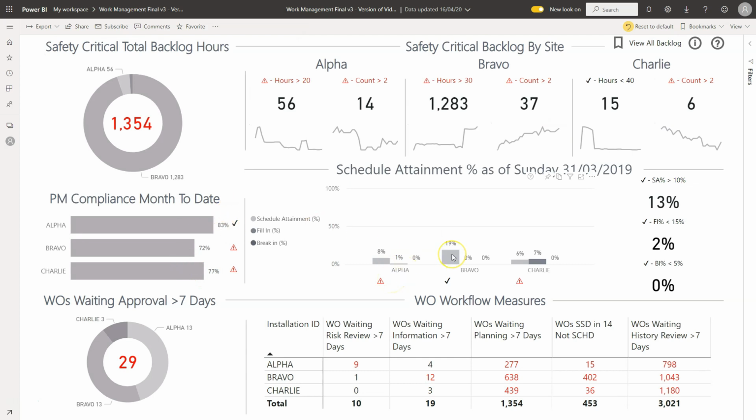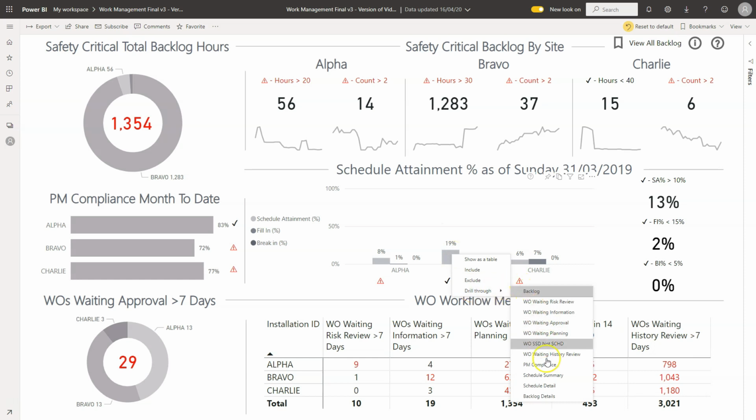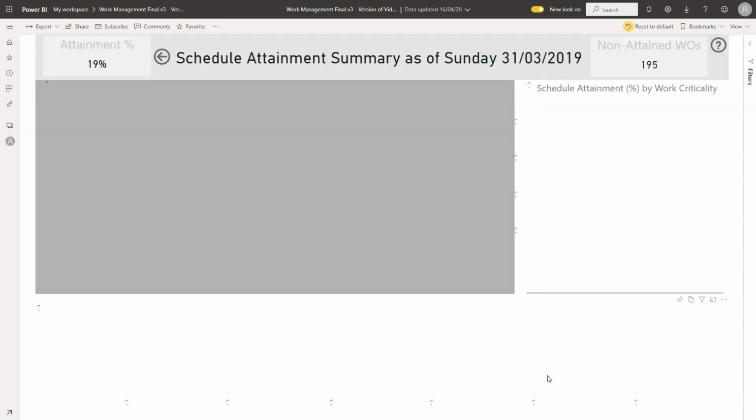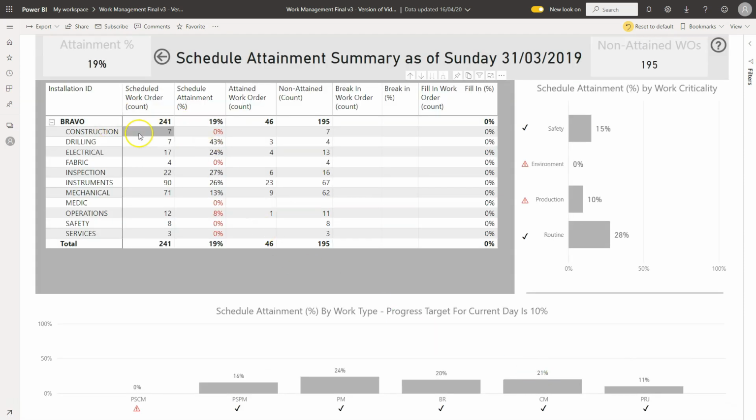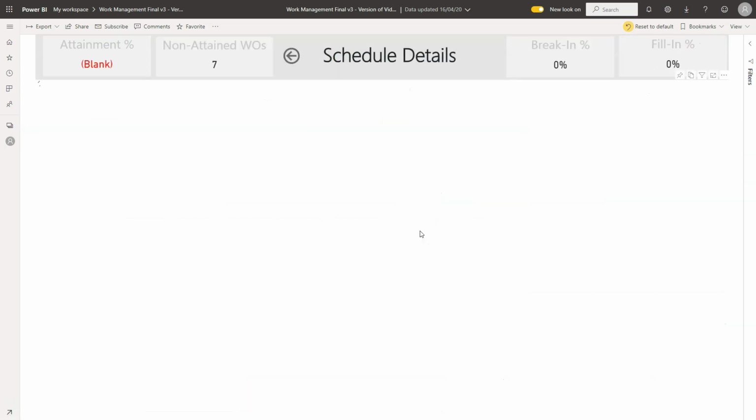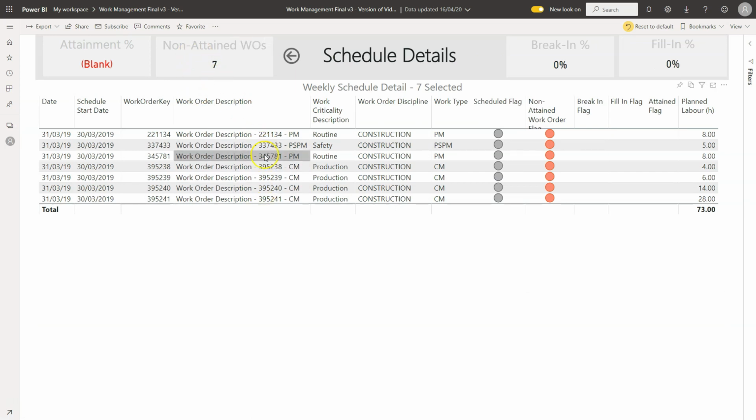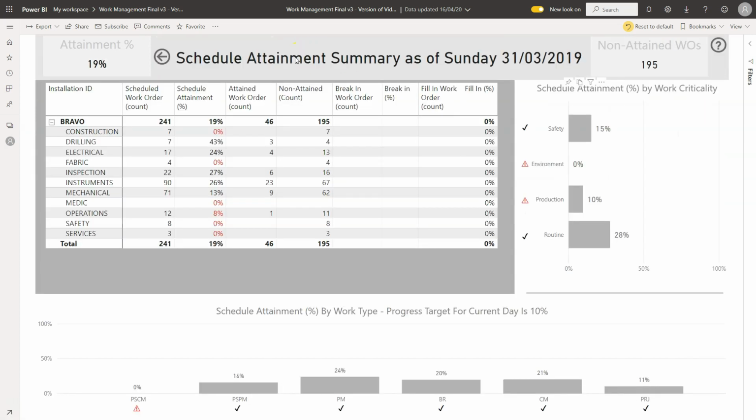So that's the drill throughs. You can drill through for schedule attainment as well. Let's just drill into here, and we've got schedule summary, and that's going to tell us how far through our schedule we are, the different disciplines, and I also believe you can drill through here even further to schedule details, and that's got our 7 non-attained work orders. So we can actually go and check what work orders we have got that are not attained. And then drill right back up again.